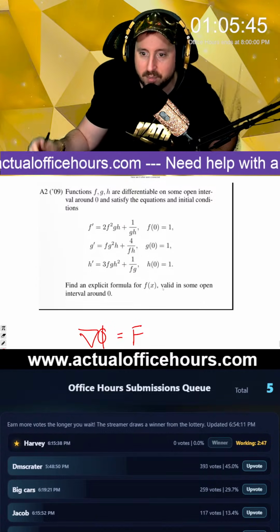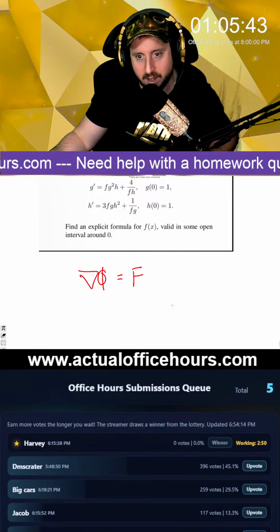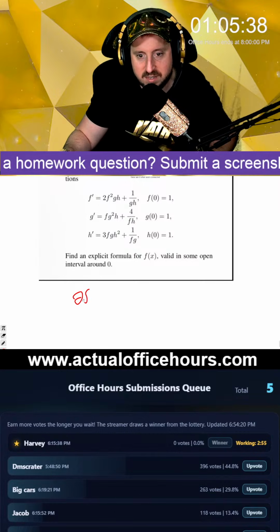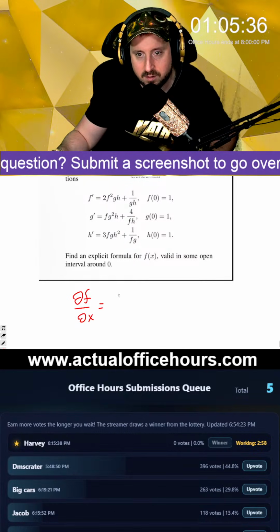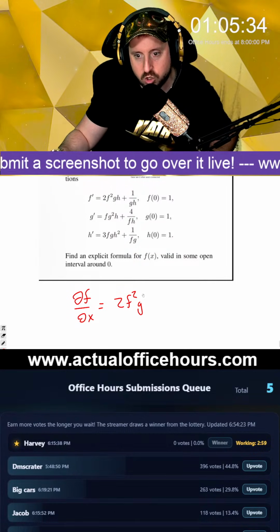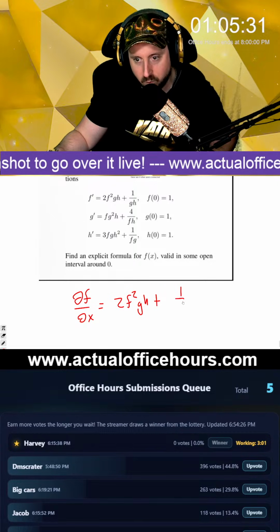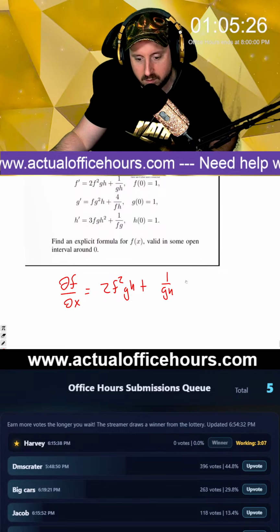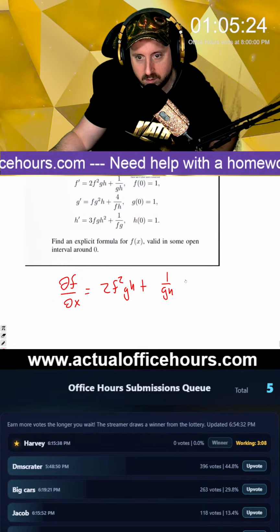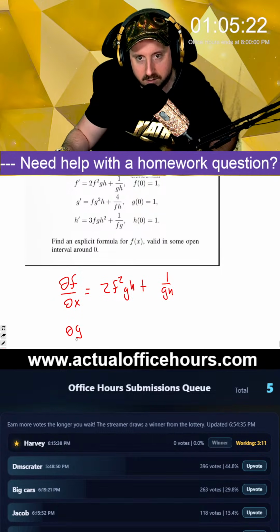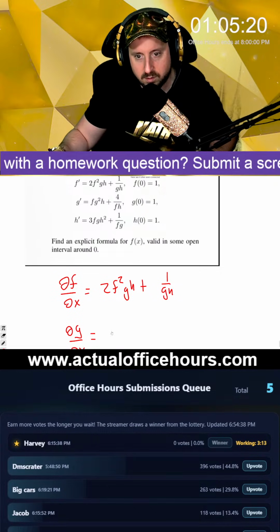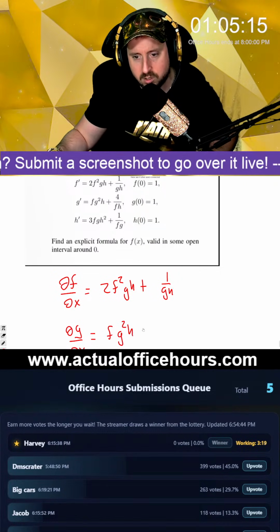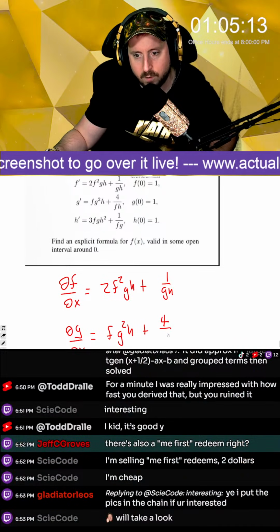Okay. Here's a cool thing. They're all dependent on x. Oh, this is beautiful actually. Oh, I think I understand this now. Okay. So we say that df dx is equal to 2f squared gh plus 1 over gh. And then we're going to say that dg dx is equal to f g squared h plus 4 over fh.